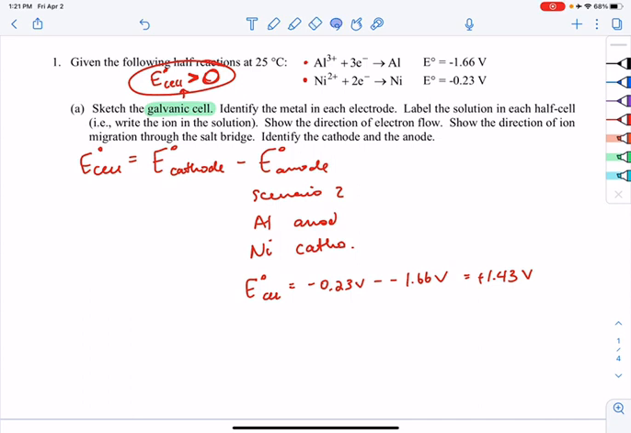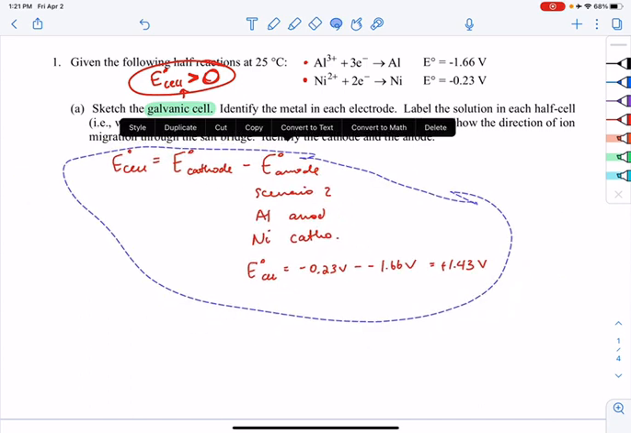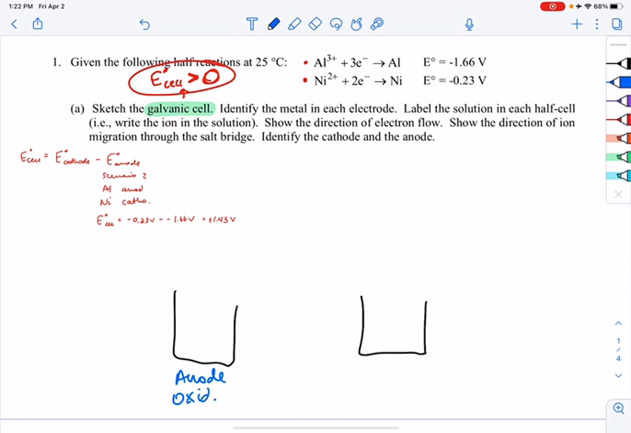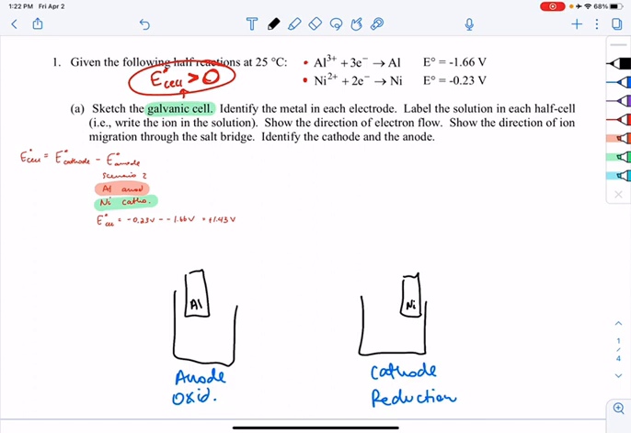Okay, so let's take all of this, shrink it, and put it right over here. Now let's draw that galvanic cell. So it's 2 compartments. We know the anode is always on the left. This is where oxidation is happening. This is the cathode. This is where reduction is happening. And we now know that the aluminum is at the anode and the nickel is at the cathode. So this will be aluminum. This will be nickel. They're connected by a wire. The electrons always go towards the cathode from the anode.